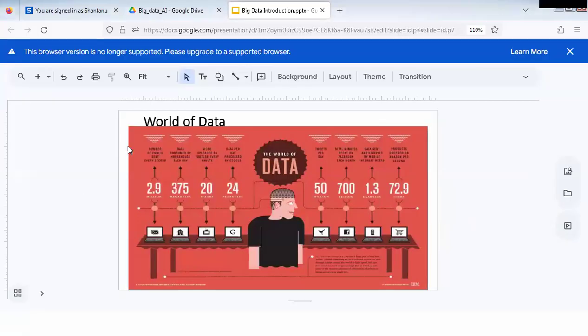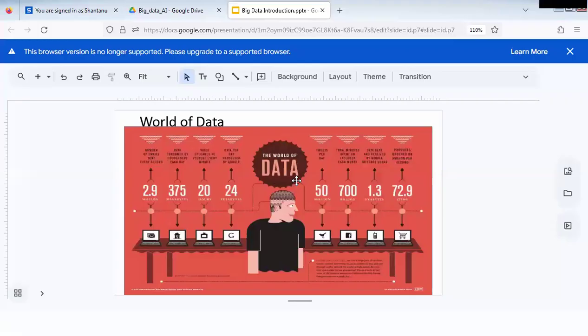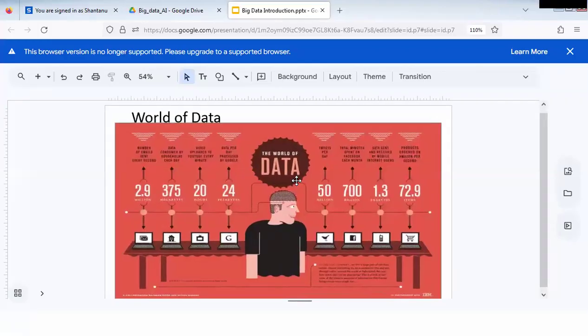So the world of data is huge. In today's date, what kind of data or amount of data are we dealing with? It is very, very large. Think about this. Let me try to zoom in. Every second, the number of emails sent is 2.9 million, 29 lakh emails per second. 375 megabytes are consumed by households every 10 minutes. Every 10 minutes, 500 MB of data is used.